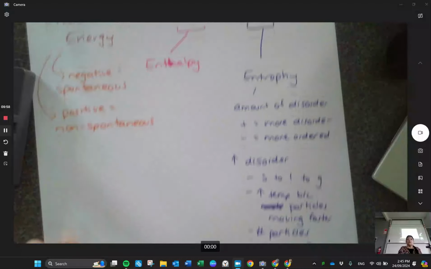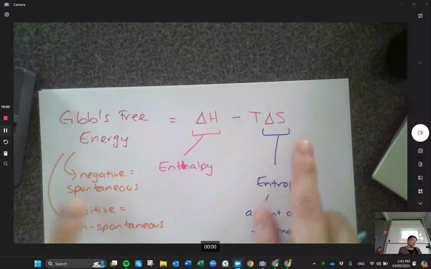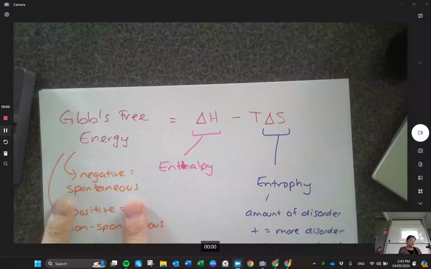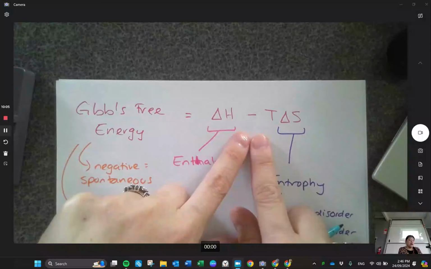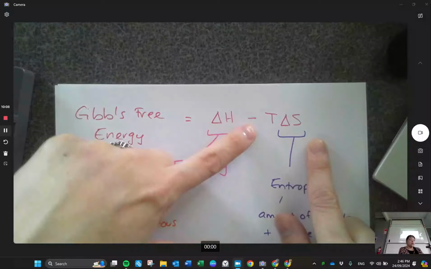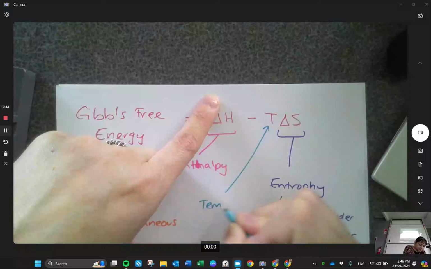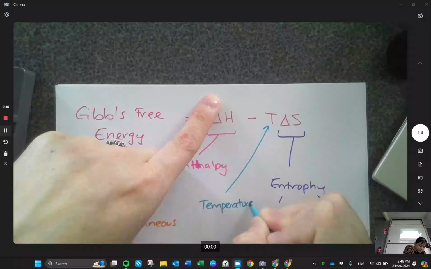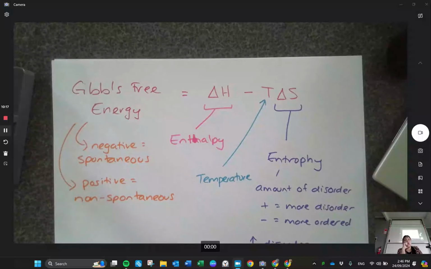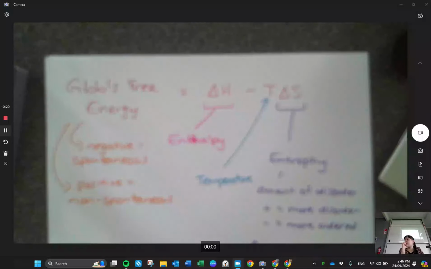Okay. So when we're looking at this equation, like I said, if it's negative, then it's going to be a spontaneous reaction. We have enthalpy minus entropy, but there's one important factor we haven't talked about, which is this guy here, which is temperature. Depending on temperature, that can also influence whether or not a reaction is going to be spontaneous. If we have a set chemical reaction, maybe at a certain degree Celsius it is not spontaneous, but if we increase the temperature, then it does become spontaneous. So that's something, again, we also have to think about.